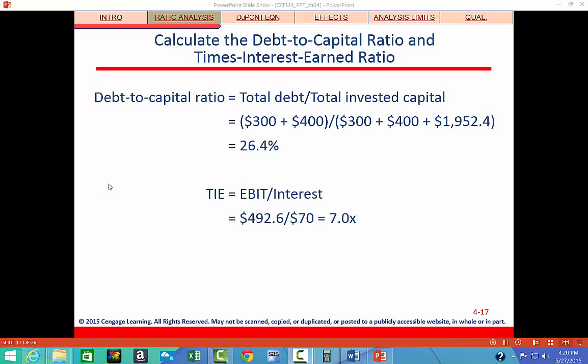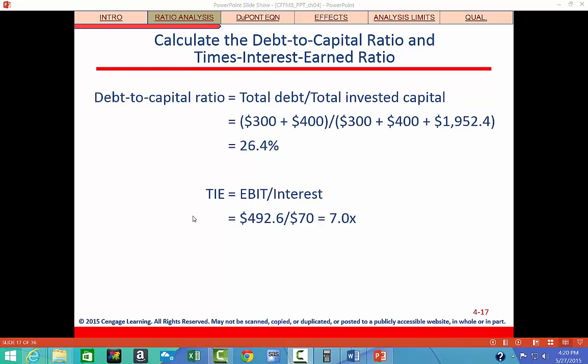So what they've done here is they've said total debt, notes payable plus long-term debt, 300 plus 400, divided by notes payable plus long-term debt plus total common equity. And you can find these on the balance sheet for 2015. And so the ratio is 26.4%.